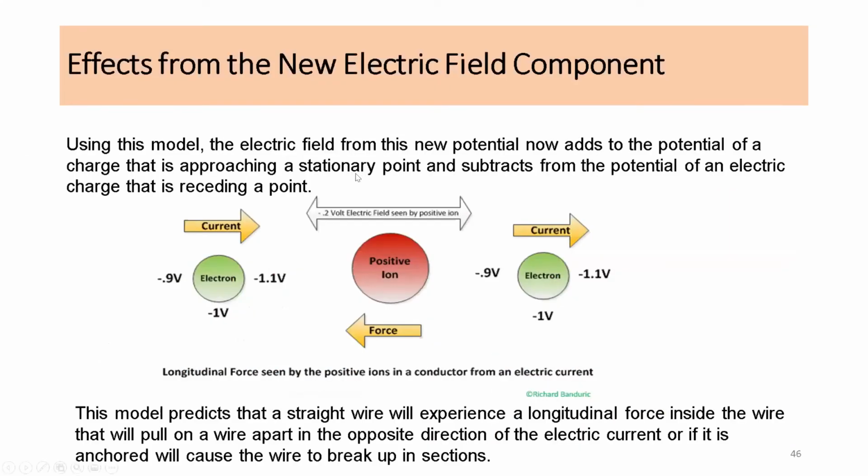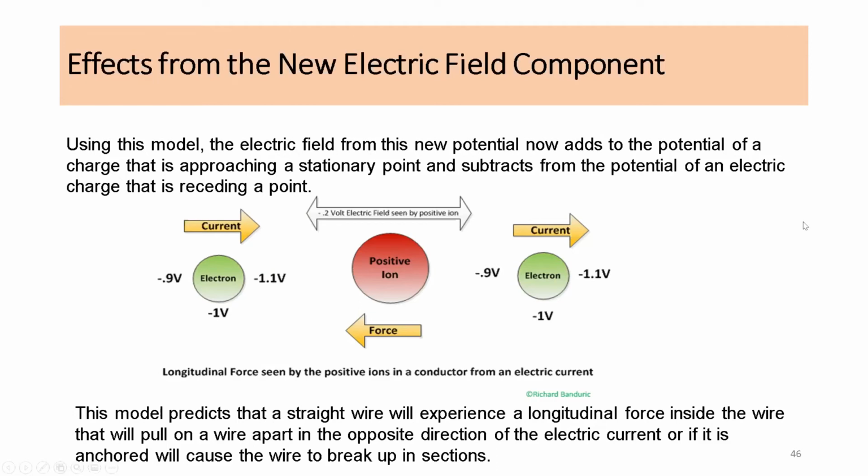So here's a graphic example of it. Using this model, this will be the positive ions in the wire. As the electrons approach them to compose the current, it'll be a little bit more negative, and as they recede away, they'll be less negative. This says we should have a longitudinal force in the wire that's really going to be dependent on how long and how straight the wire is.